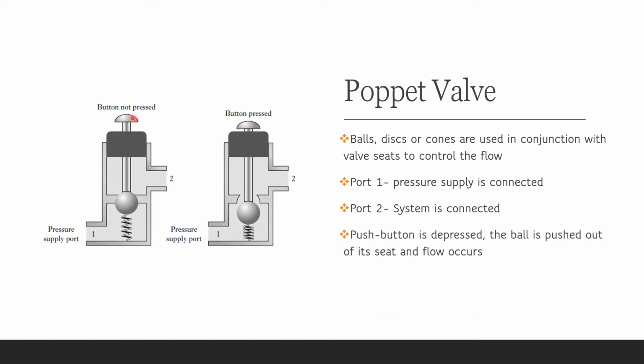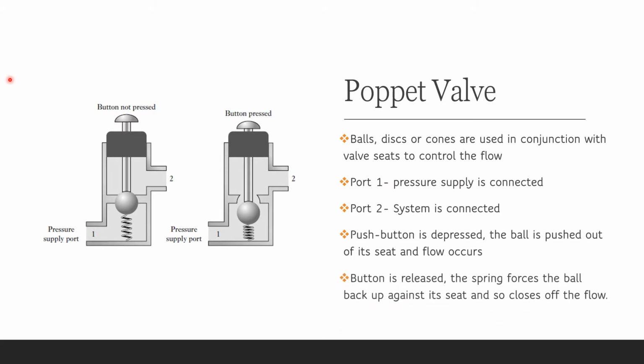Now when the push button is not pressed, the ball will be in the valve seat, kept there by means of a spring, and once the button is depressed, the ball will be pushed out of its seat and there will be an opening between port 1 and port 2. Through this opening, the pressurized fluid, gas or liquid can flow and fill the device connected to port 2. Once again, when the button is released, the spring forces the ball back to its seat position, and thus the opening will be closed and the flow will be shut off.